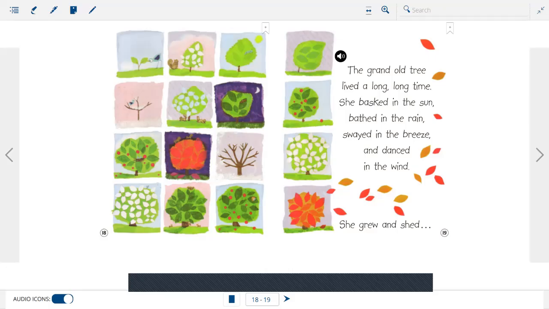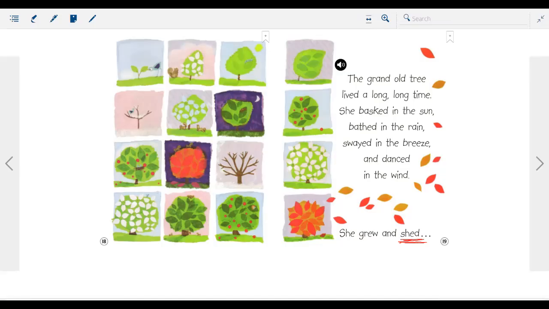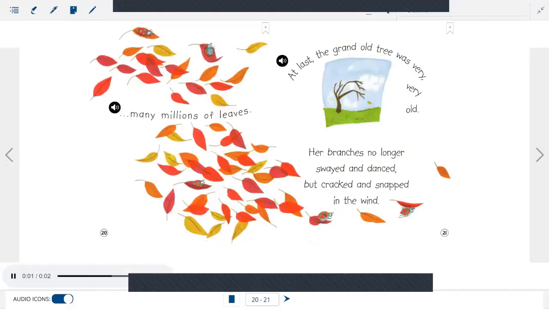So when they say shed, that means lost or had something fall off. So shed is to lose or something falls off. So let's see what it shed. Many millions of leaves. At last, the grand old tree was very, very old. Her branches no longer swayed and danced, but cracked and snapped in the wind.